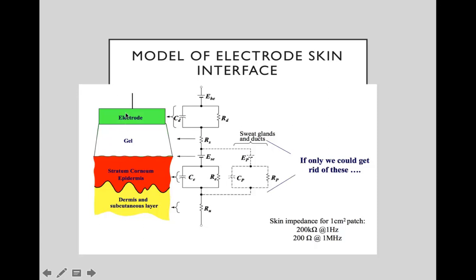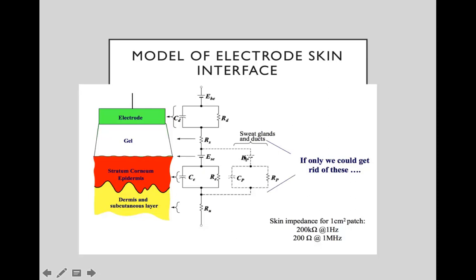So you actually have two half cell potentials, one between the electrode and the gel and one between the gel and the skin. That's represented here. These are equivalent capacitances and resistances that are actually due to the epidermis. And then in parallel with that, because they have very, very different properties, is the capacitance and the resistance and the half cell potential due to sweat glands and sweat ducts.